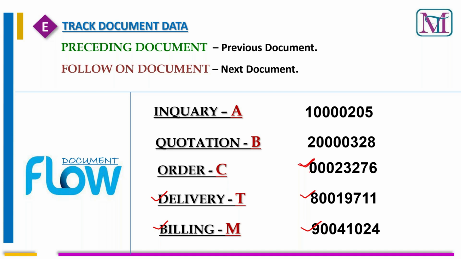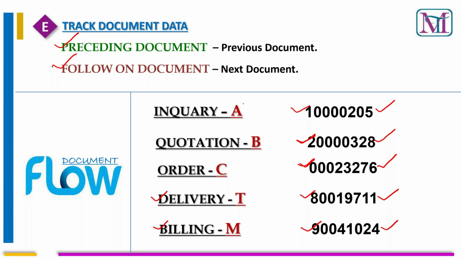Then what is the preceding document of sales order? Quotation. For quotation, preceding document is inquiry. Preceding document means previous document. We understood the preceding document. Now we have to talk about the follow-on document. Follow-on document means next document. For inquiry, follow-on document is quotation. For quotation, follow-on document is sales order. For sales order, follow-on document is delivery. For delivery, follow-on document is invoice.